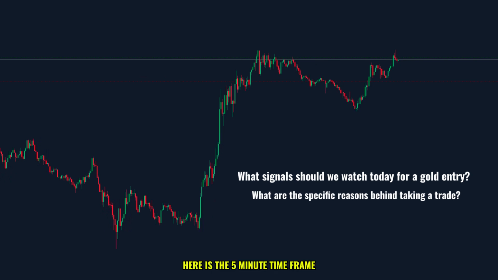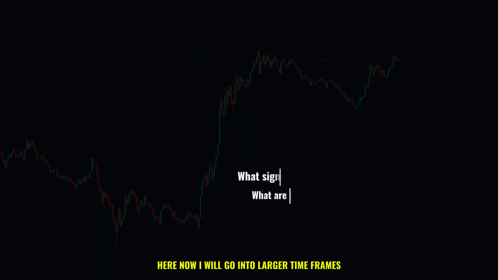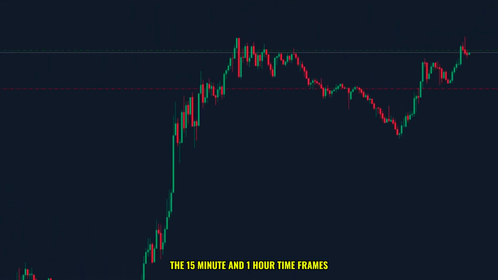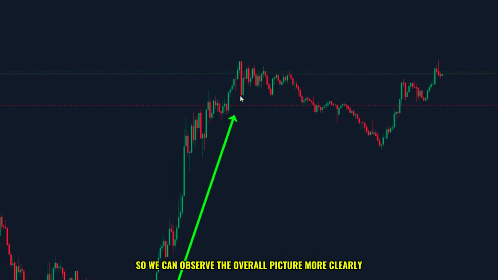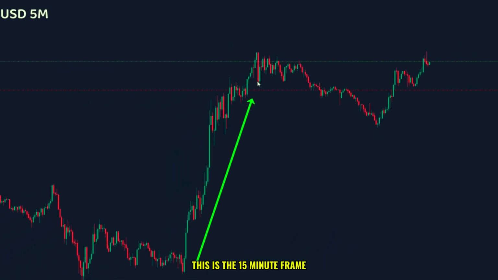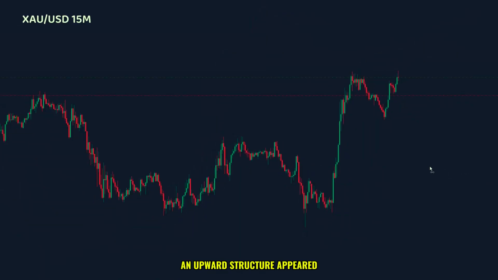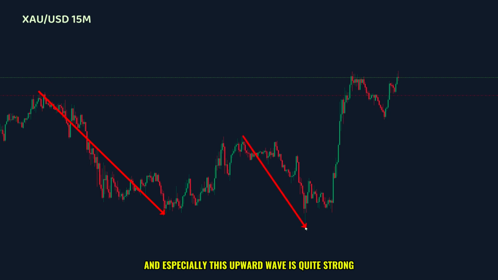Here is the 5-minute time frame, and on this chart, we can see that a fairly strong upward wave appears here. Now I will go into larger time frames, the 15-minute and 1-hour time frames, so we can observe the overall picture more clearly. This is the 15-minute frame, and we can see that previously it had a downward structure. However, at this stage, an upward structure appeared, and especially this upward wave is quite strong. It broke through the previous peak.